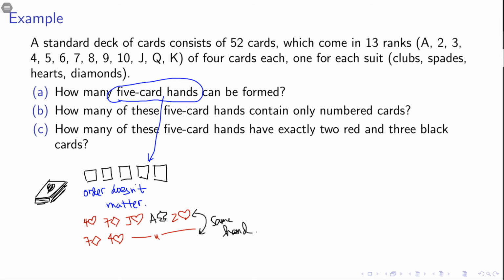Therefore, the answer there is, well, you have 52 things, and you're picking 5 from them, where order doesn't matter. Therefore, it's a combination.